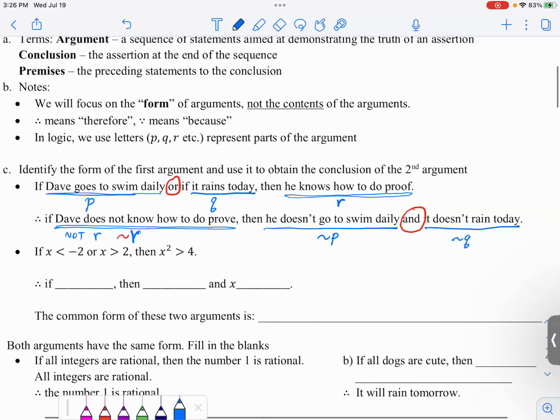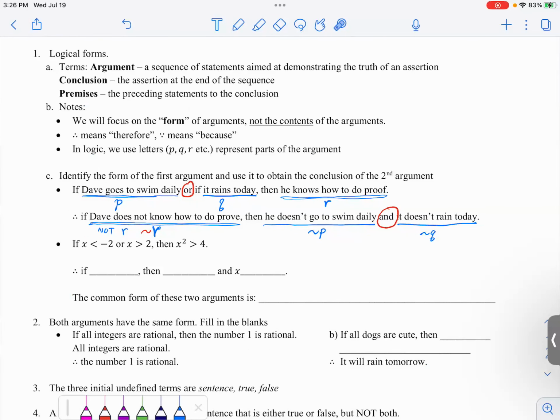Now, if you look at the contents, this content is kind of absurd. It's ridiculous because certainly if Dave goes to swim daily or if it rains today, then he knows how to do proof. Knowing or not knowing how to do proof has nothing to do with these, right? So here we are just focusing on the structure, the form. We call it form. We don't actually pay attention to the contents. You can create any ridiculous statement as you want, but we focus on the structure.